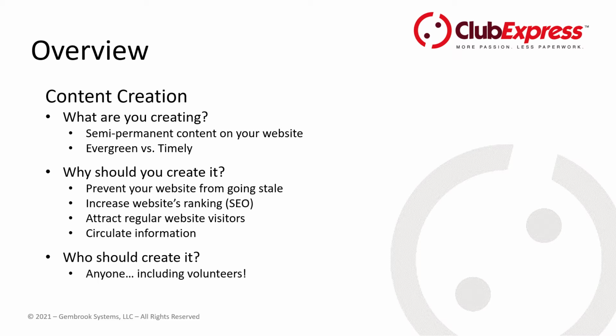So when we're thinking about content, you want to think about evergreen versus timely. Evergreen content is going to be content on your site that is going to be there for pretty much the life of your site with very few updates. For example, your About Us page. That's something that's evergreen. That's something that's likely not going to change. Maybe a page with history about your club or your association.